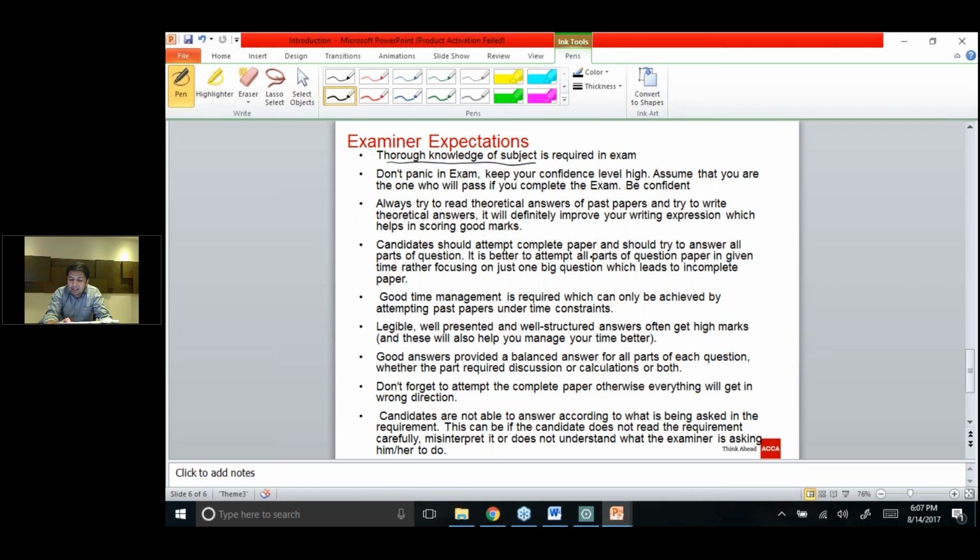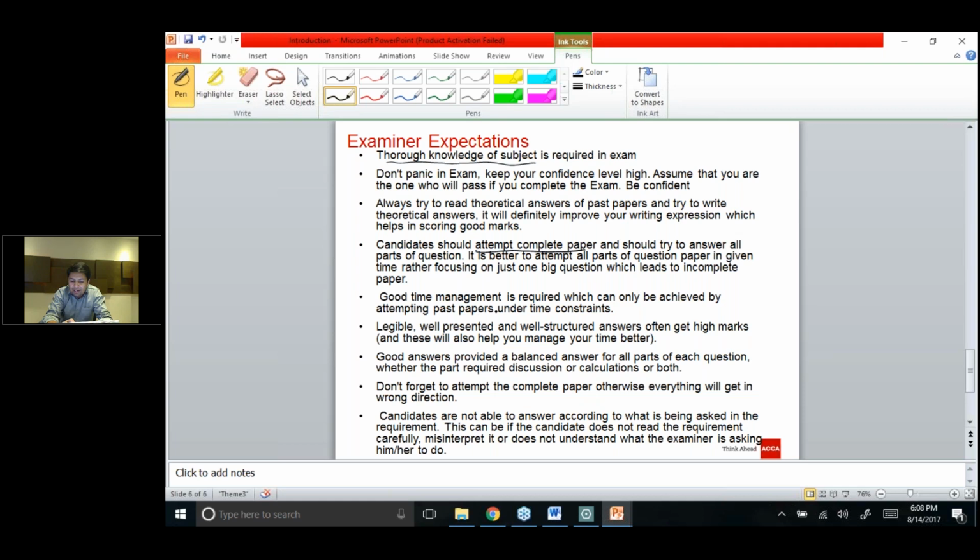Candidates should attempt the complete paper. It is very necessary. You should try to answer all parts of the question, because if you have completed the 100 marks question, obviously you will require 50% marks to pass the exam. But if you have only done 80% of the questions in the exam, then 50% will not be enough to pass. Obviously you need 60 to 70% marks to pass an exam.